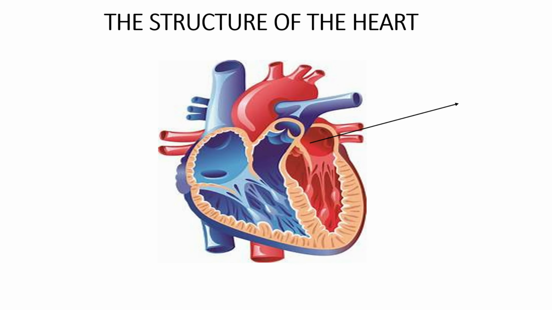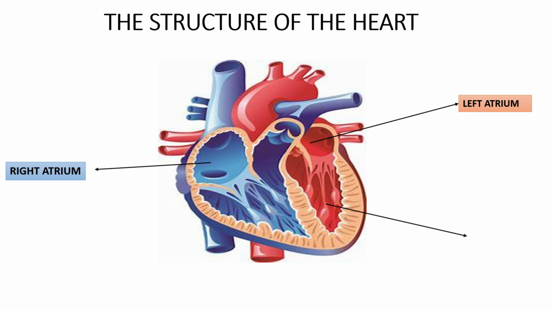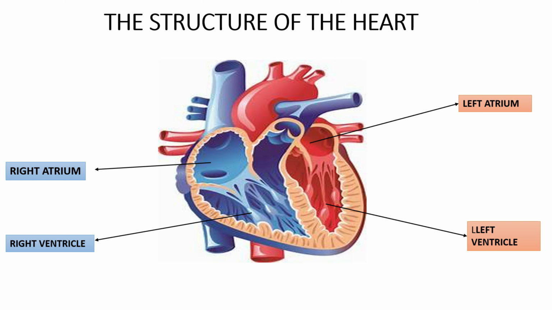Now, the heart has four chambers, so two atria, which are the upper chambers of your heart. So that includes the left atrium, the right atrium, and the two ventricles, which are the lower chambers of your heart. So we have the left ventricle and the right ventricle. The two atria are responsible for receiving incoming blood, so they act as reservoirs, while the two ventricles are responsible for pumping blood out of the heart to the rest of the body.